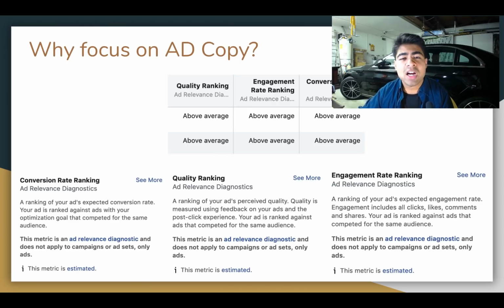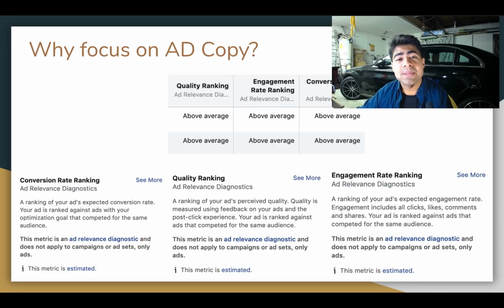The first thing that I want to talk about is, why do you even want to focus on the ad copy itself? Why not focus on the targeting or using Instagram influencers to get data or anything else besides the ad copy itself? Well, there's a few reasons why. On this slide, I have a few screenshots. The first screenshot at the top shows you a specific metric Facebook ads recently rolled out. And this can be seen at the ad level, not the ad set level.